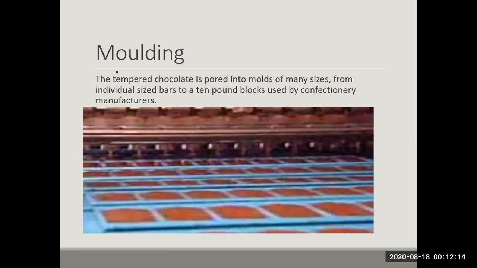Then our next step is molding. After the chocolate is tempered, it's now ready for molding. It depends on the industry which molds will be used. It can be many sizes, from individual small bars, or big bars, or small chocolates. It depends on the industry and the mold.